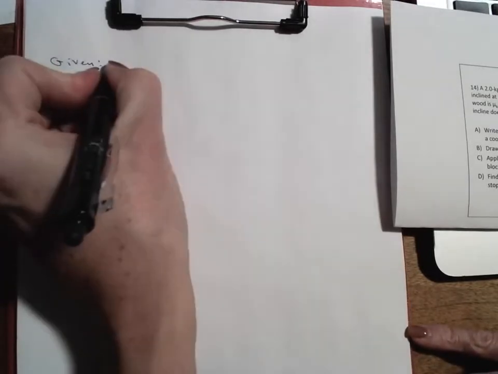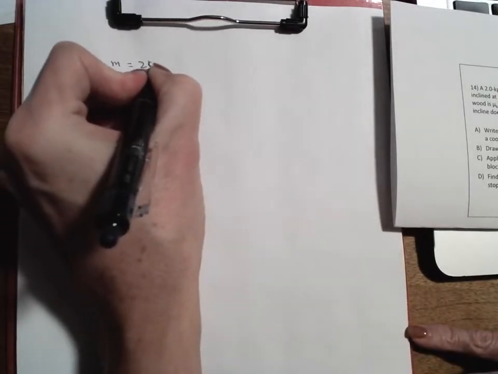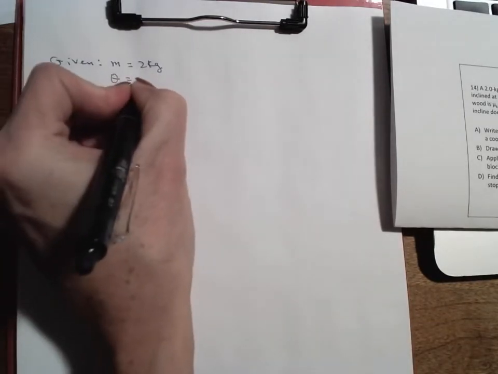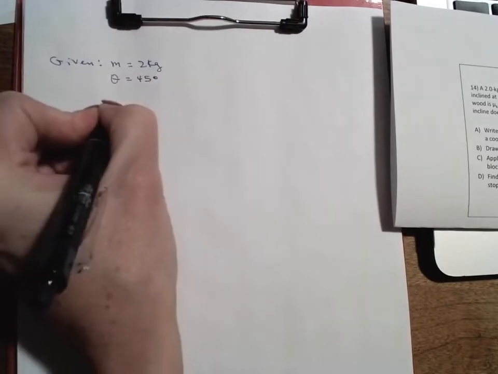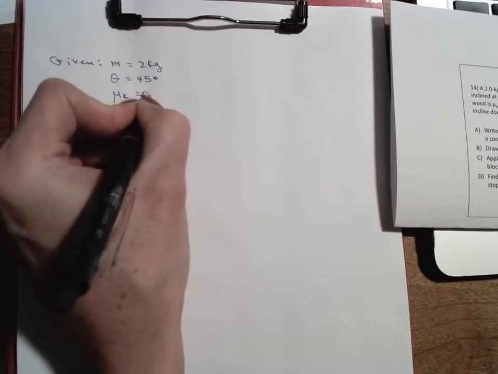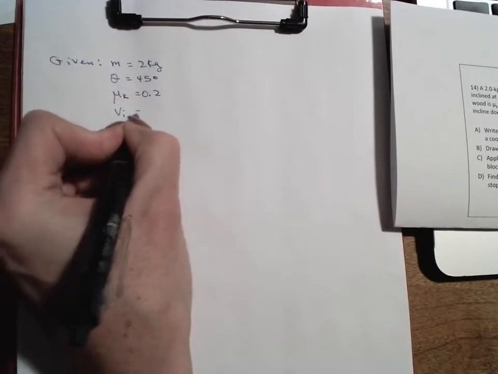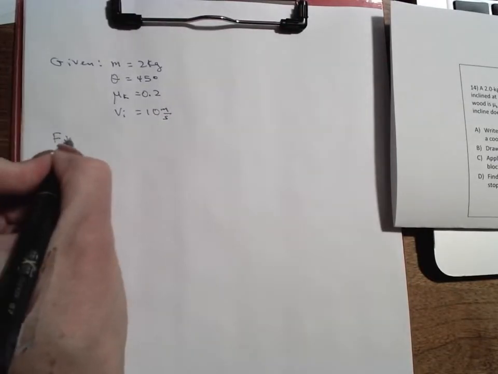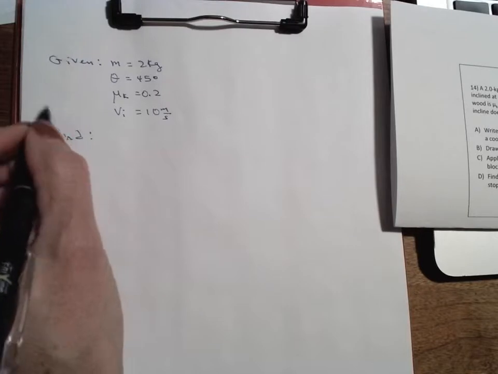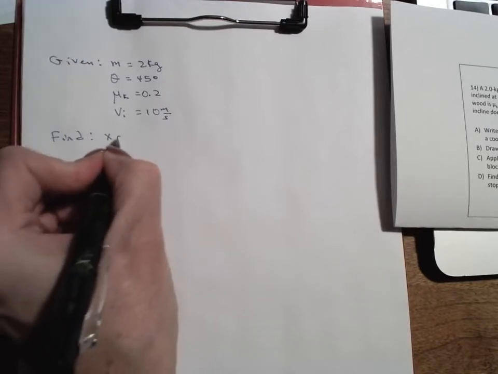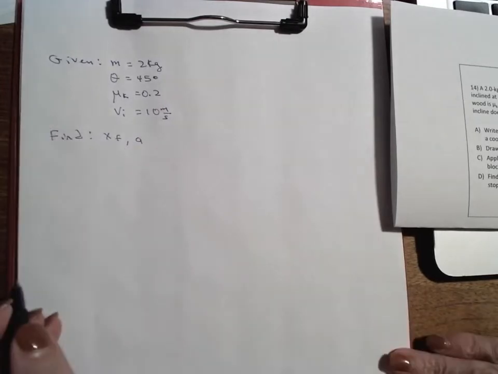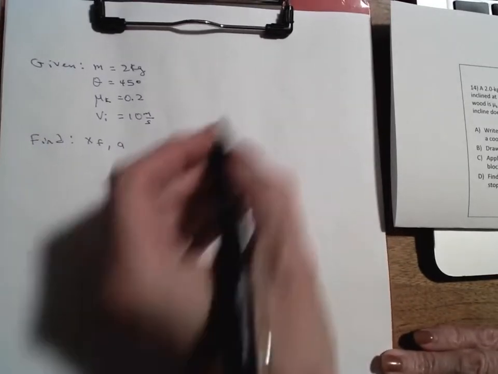So we're given that the mass of the block is 2 kilograms. The theta is 45 degrees. Mu k is equal to 0.2, and V initial is equal to 10 meters per second. And find, we need to find how far up it goes, so x final, and we also need to find the acceleration. So we're going to draw a picture.